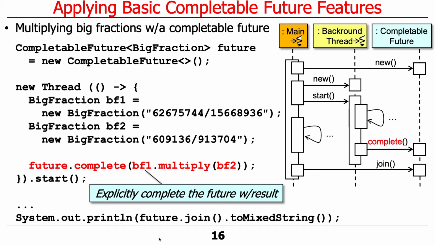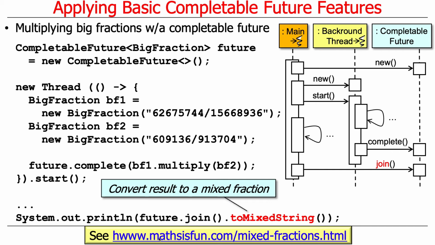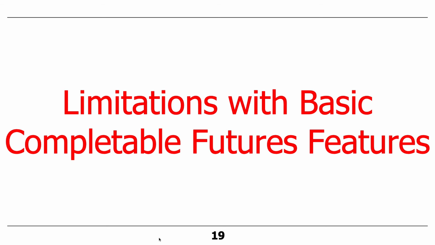When the background thread is done, it goes ahead and completes the future with the result of the multiplication. And that will then allow the join method to return if it's blocked already. Of course, if it hasn't even been called yet, when join is called, it'll return right away. And when join returns, whether it had to block or not, then we go ahead and convert the result to a mixed fraction. So very straightforward. I think you'll agree with me that this looks pretty much like programming with good old-fashioned futures. So clearly, this isn't the reason why we have completable futures. It's just to mimic futures.